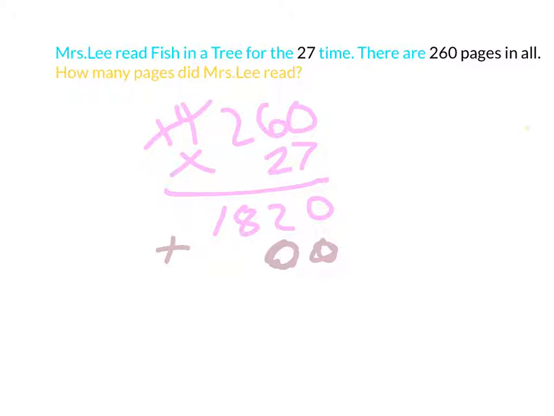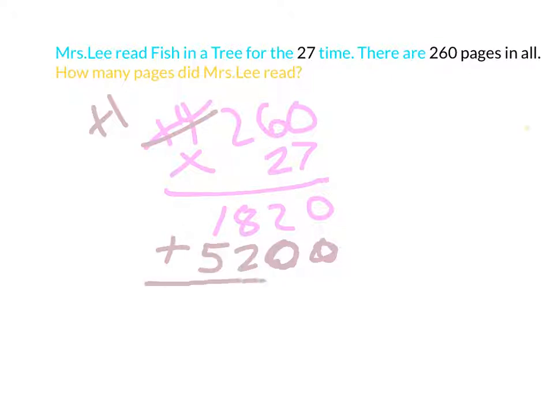2 times 6 is 12. This would be incorrect because you can't have a multi-digit number in the tens place. So cross that out and carry the 1. Now 2 times 2 is 4. 4 plus 1 is 5.